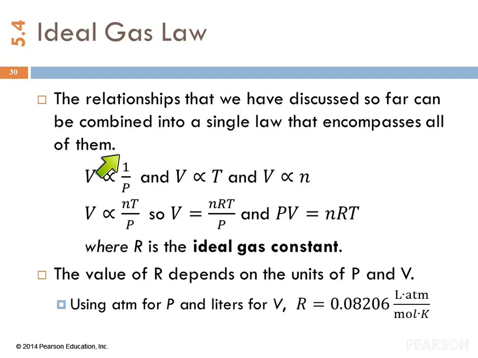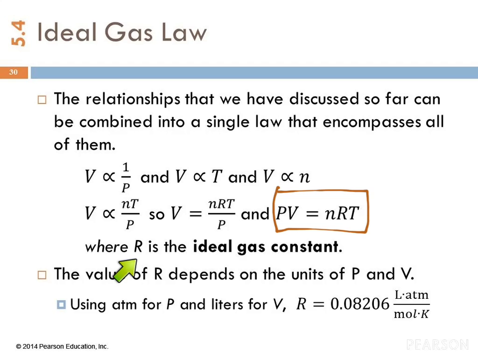Volume is proportional to 1 over P, and volume is proportional to T. So that means that volume is proportional to T over P. Volume is proportional to n, so volume is proportional to n times T over P. And if we rearrange that and put a constant in there, then we have an equality. So the volume equals nRT over P, and the rearrangement we get is PV equals nRT. PV equals nRT. This is the ideal gas law, known affectionately as PIVNERT.